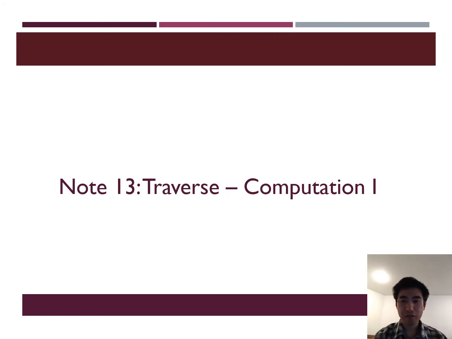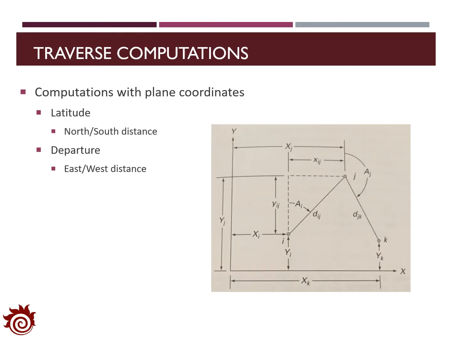Hello everyone, in the lecture today we will go through more details about the computation in traverse terrain. The traverse computation is usually conducted on the plane coordinate, which is shown in the figure here. For the line in this coordinate, we will have the latitude and departure. If the y-axis is parallel to north-south direction, and the x-axis is parallel to east-west direction, then we can define the latitude as the north-south distance for the line, and the departure as the east-west distance.